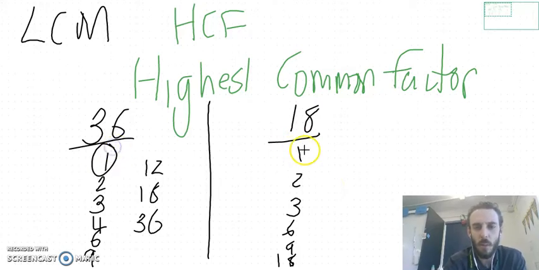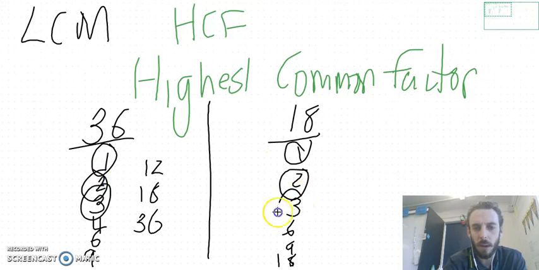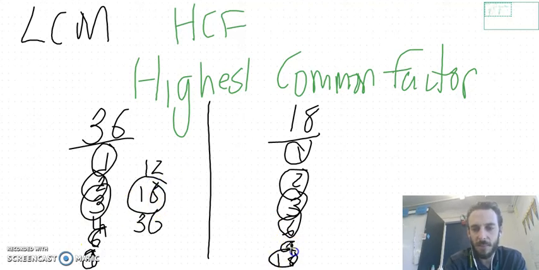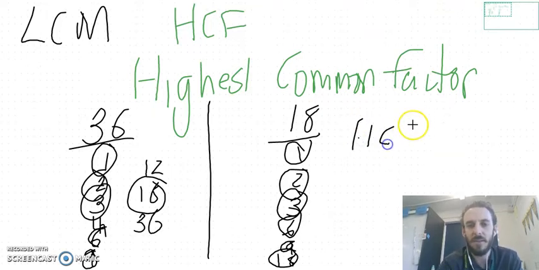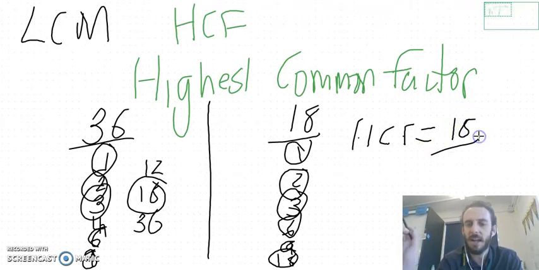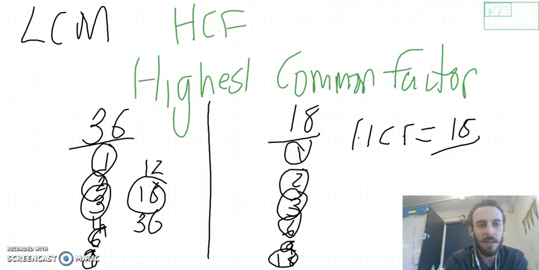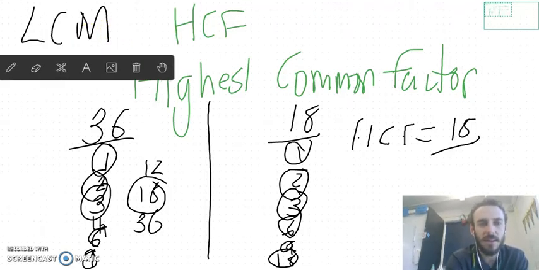So obviously they both have 1, they both have 2, they both have 3, they both have 6, they both have 9, and they both have 18. So then finding the HCF is as simple as finding the highest common factor. So the HCF of 36 and 18 is 18, because it's the highest factor they have in common. Easy. Let's have a look at LCM.